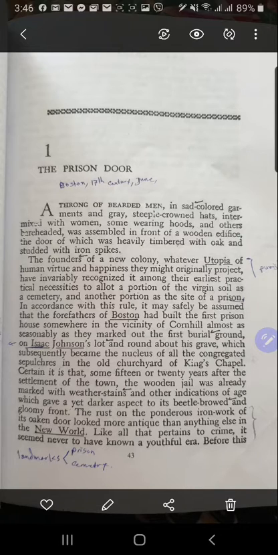As you can see, he describes the people, a group of bearded men, in sad-colored garments and gray steeple-crowned hats, intermixed with women, some wearing hoods and others bareheaded, assembled in front of a wooden edifice, the door of which was heavily timbered with oak and studded with iron spikes. The writer wanted us to understand that the Puritans are violent, let me say, not dealing with people in a gentle, simple way, let's say.